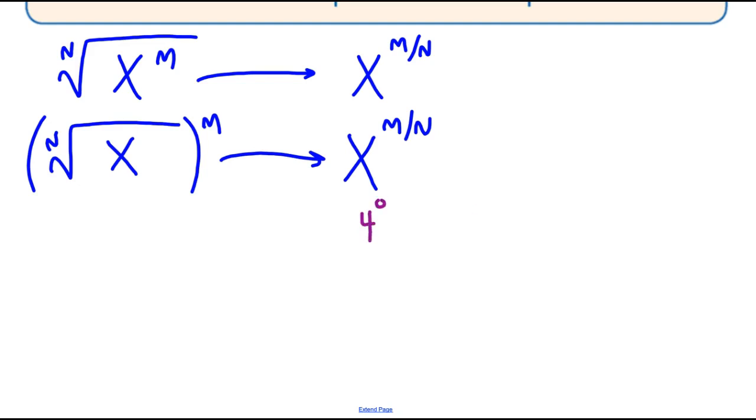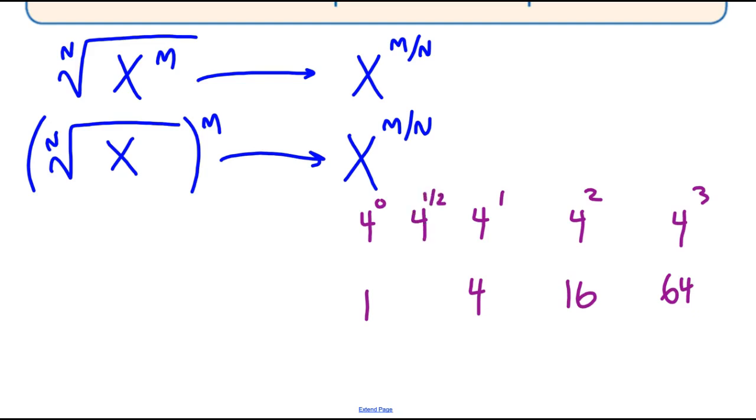Let's use 4. 4 to the first, 4 to the second, 4 to the third. 4 to the 0 is 1. First is 4. 4 squared is 16. 4 to the third is 64, right? What does it mean to be 4 to the 1/2? Because that's in between here.